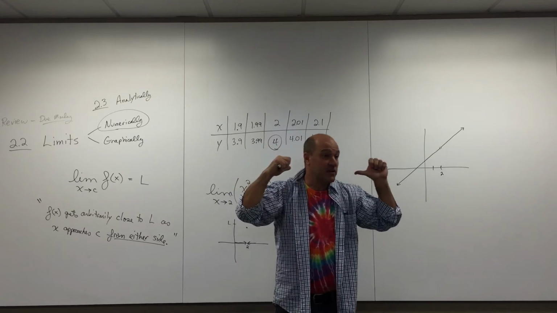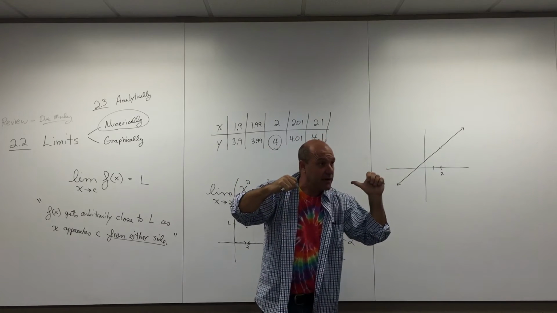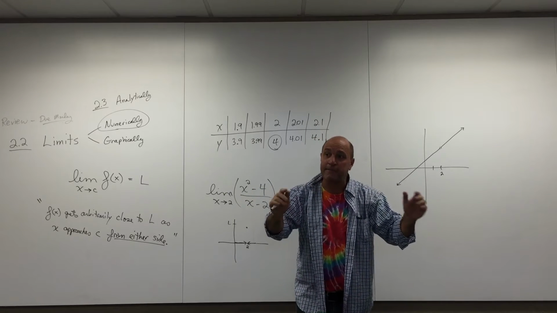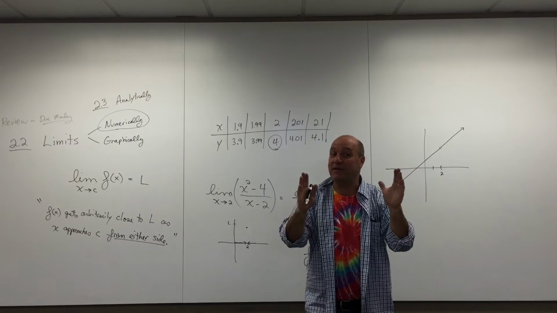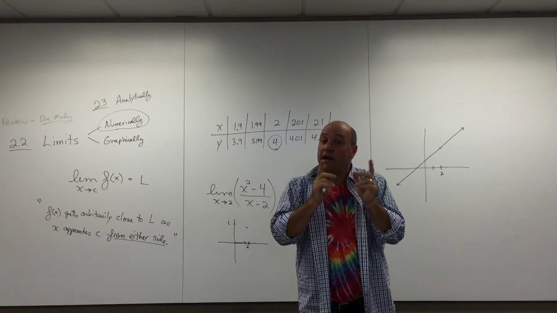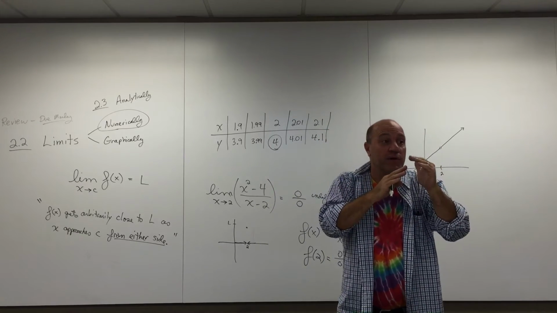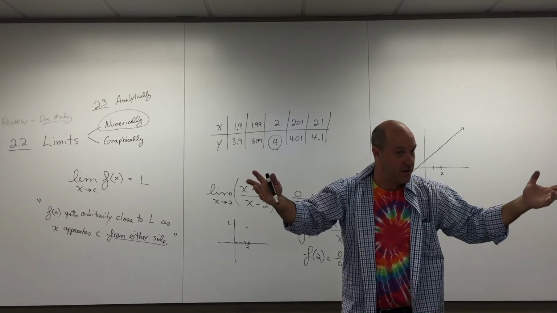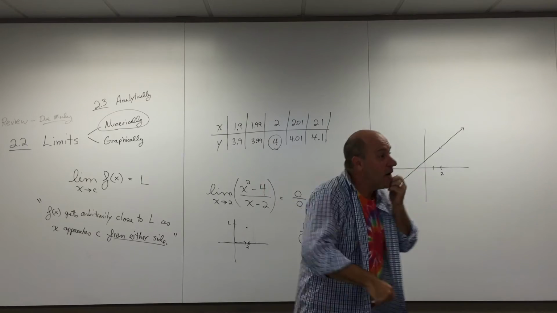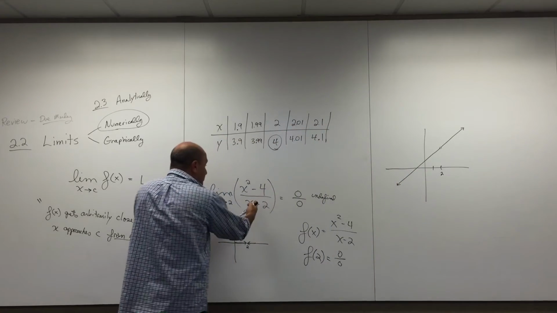Maybe that's what these limits are good for, because these limits are saying, well, the function's undefined. So maybe I should investigate what happens when x gets really, really close to 2. What is the function getting really, really close to? In other words, that helps me find out where that hole is. You hear me? Yeah. So that's what this question was.